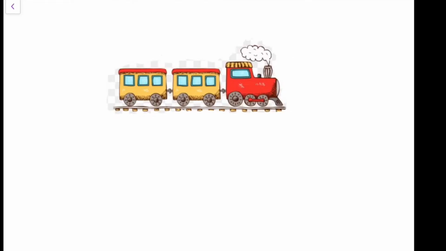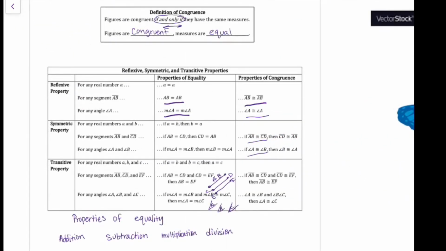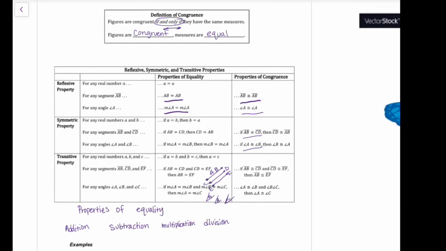The next property we're going to talk about is the transitive property. And when I think of transitive, I think of a train. If we have a train that's going from stop A to stop B, and then the train goes from stop B to stop C, he really went from stop A to stop C. So what the transitive property says is if A equals B and B equals C, then A has to equal C. We have that common middle term. So remember, figures are congruent, measures are equal. So these properties of equality go with figures and measures.